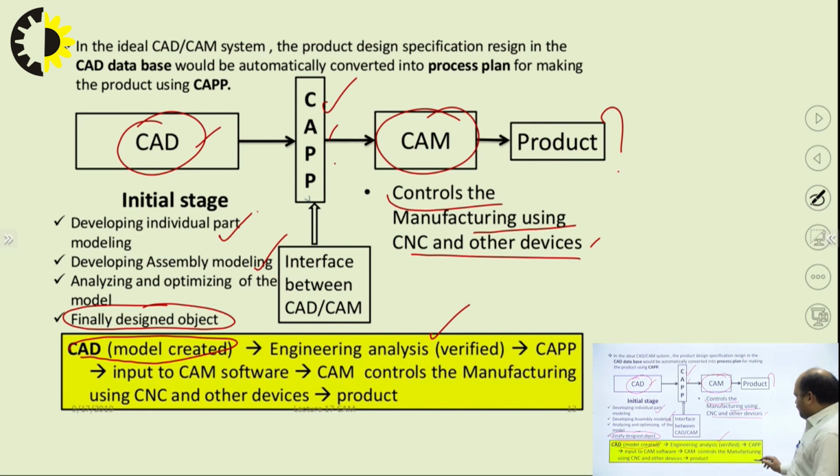After verification, computer aided process planning will be there, and after that we will put the input to CAM software, and then after using it in CAM software, the manufacturing using CNC device, we can manufacture the product, and finally we will get the product here.